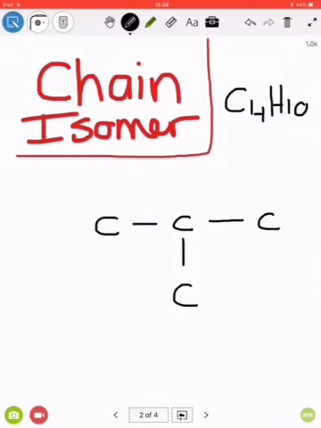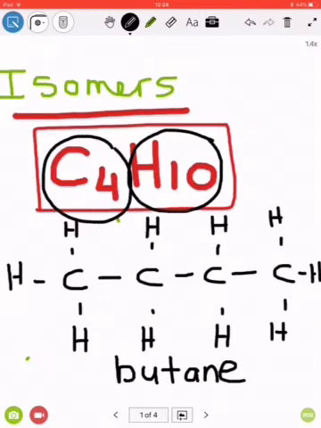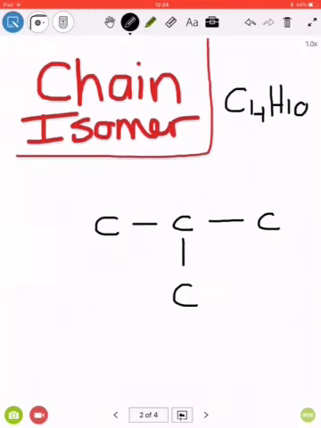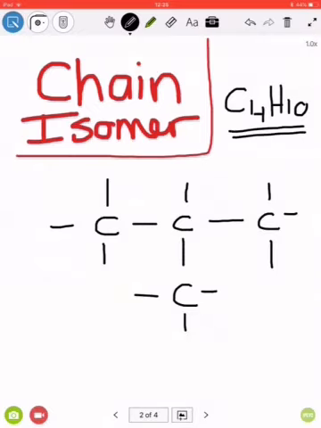So I've now got an isomer with no chains, and then I've got an isomer with a chain, but they still have 4 carbons. And if you put in the hydrogens in the places that they belong, you will see that there are still going to be 10 hydrogens. So this is still C4H10. So they've got the same molecular formula.